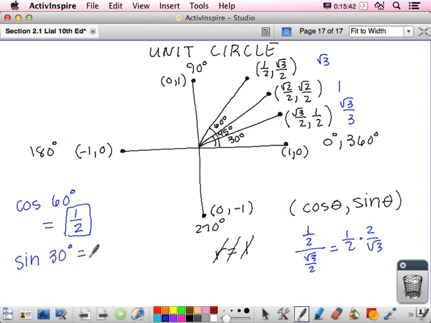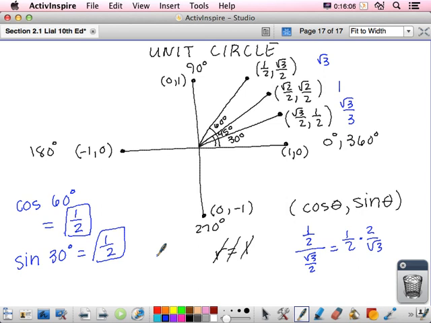Okay? Let's say I ask you to find the sine value of 30 degrees. The sine value of 30 degrees means I should be looking at this point right here. The sine value is the y over the r, which in this case is just 1/2 over 1. So that is 1/2. That should make sense from our cofunction identities. Sine of 30 should equal cosine of 60 because they're complementary.